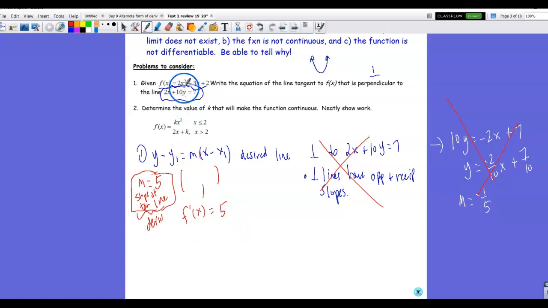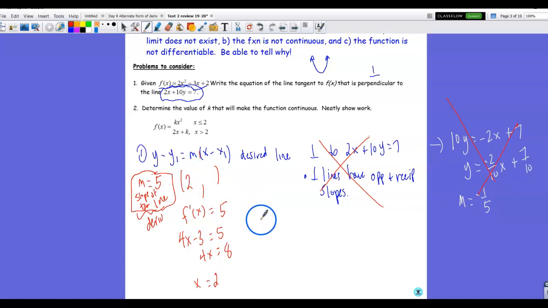So I'm going to take the derivative of the function, which is 4x minus 3, using the power rule, and set that equal to 5. Add 3 to both sides and get 8. Divide both sides by 4, and x is equal to 2. So now I have the x value for where my line is tangent to the curve.